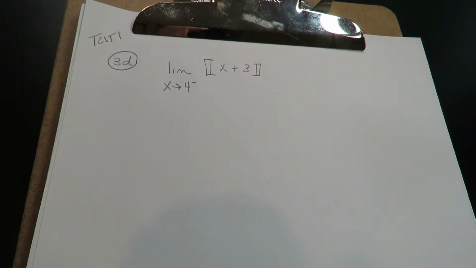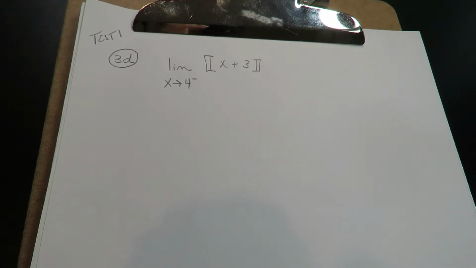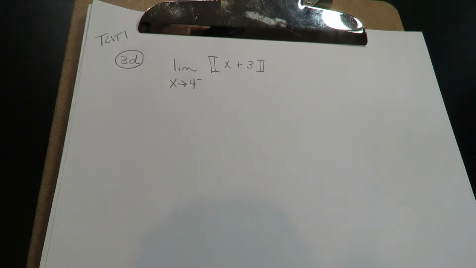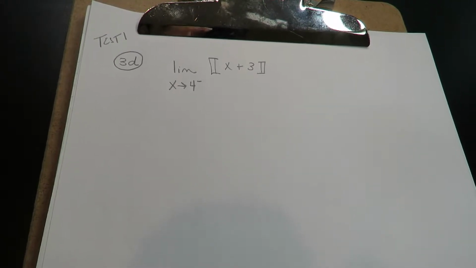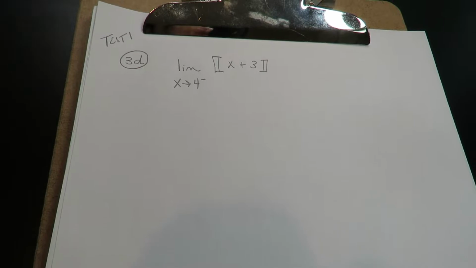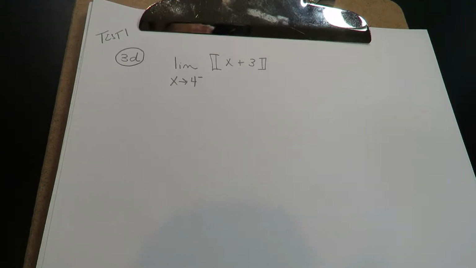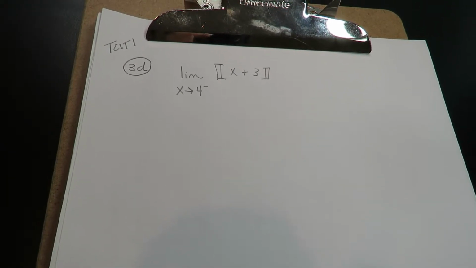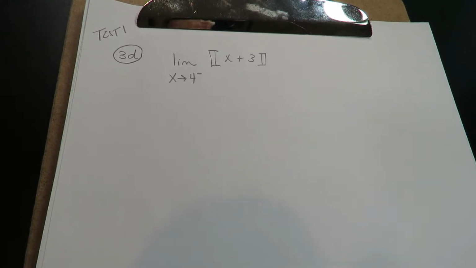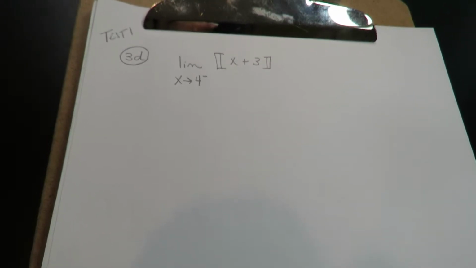So for this one, I told you guys this was a special case, right? Because this is the greatest integer function. It's the step function, or some people call it the floor function. It always rounds down to the nearest integer. So this has an infinite amount of gaps on it.